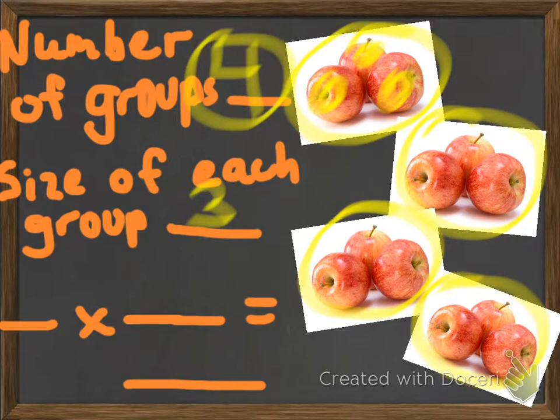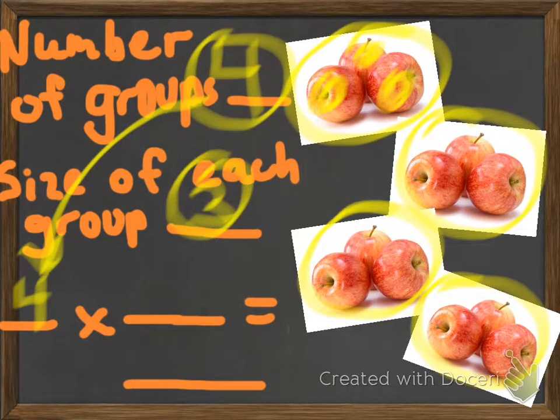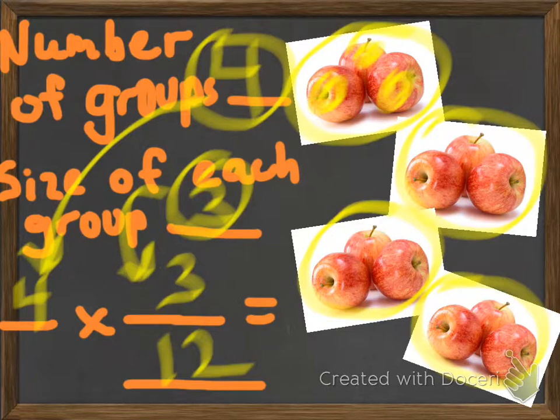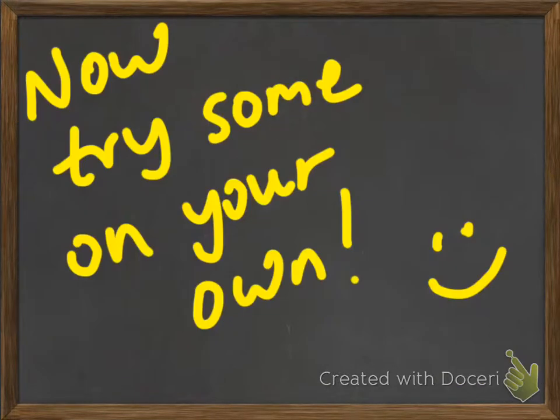So once again, we're going to take this number and put it here. So we have 4 groups of, put this number in here, 3. 4 times 3 equals 12. Is that what you got? Good. Now try some on your own. Good luck.